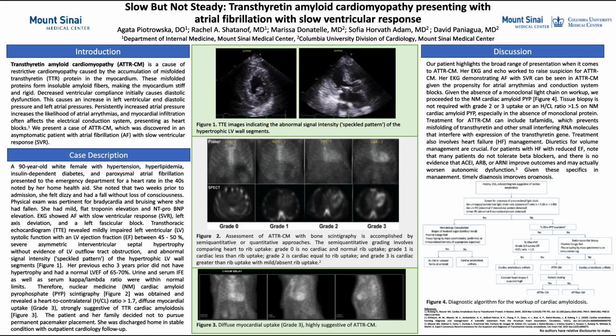The treatment includes tafamidis, which prevents misfolding of transthyretin, as well as small interfering RNA molecules that interfere with expression of the transthyretin gene. The treatment also involves heart failure management. Diuretics are great for volume management. However, unlike in patients with heart failure with reduced ejection fraction, there is no evidence that ACE inhibitors, ARBs, or ARNI improve outcomes, and they may actually worsen autonomic dysfunction. Many of the patients also don't tolerate beta blockers. So given this specificity in management, a timely diagnosis is extremely important in patient prognosis.